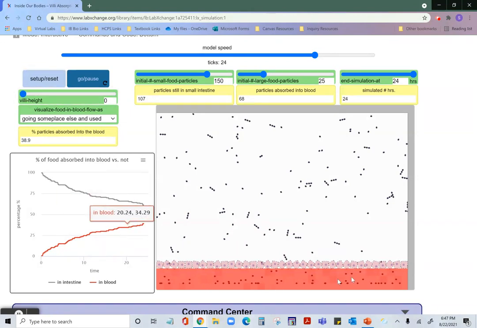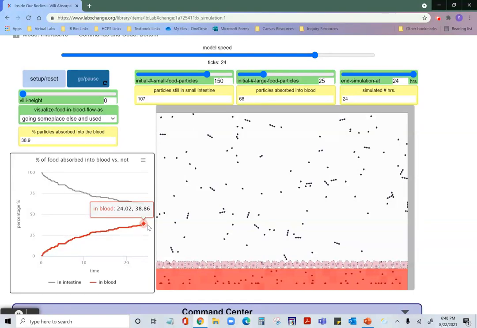This was just smooth, right? Smooth intestinal walls. Let's look at our endpoints. So at the end of 24 hours, we absorbed about 38%, right? 38% of the food that we ate was absorbed into our blood. That's what that XY axis thing shows, right? 38.86. That means almost 39% of the food that was in our intestines made it into the bloodstream.